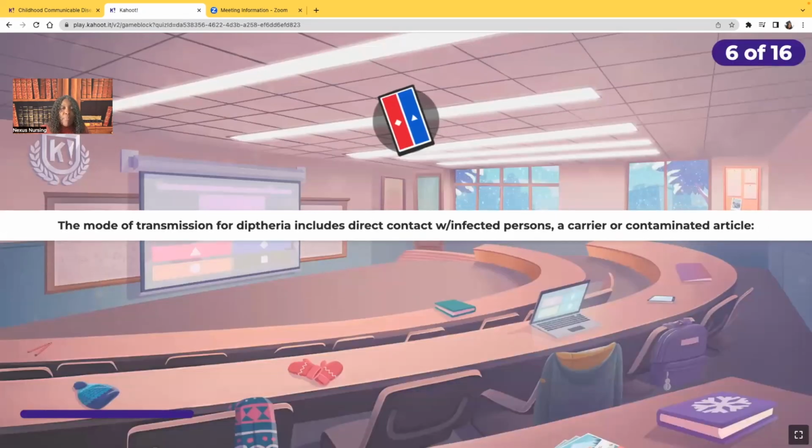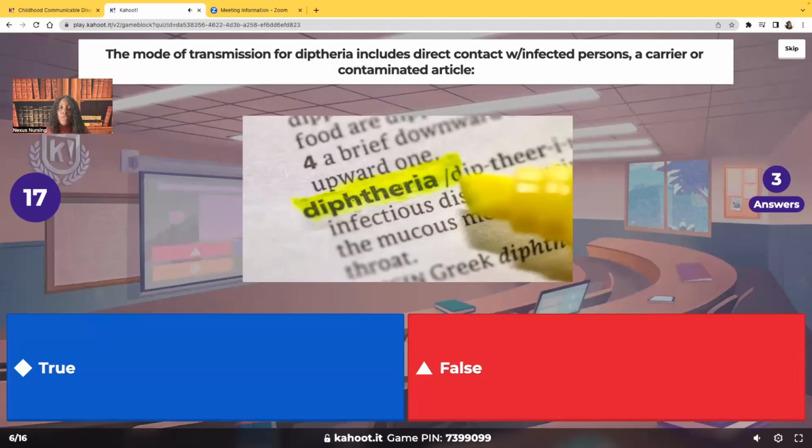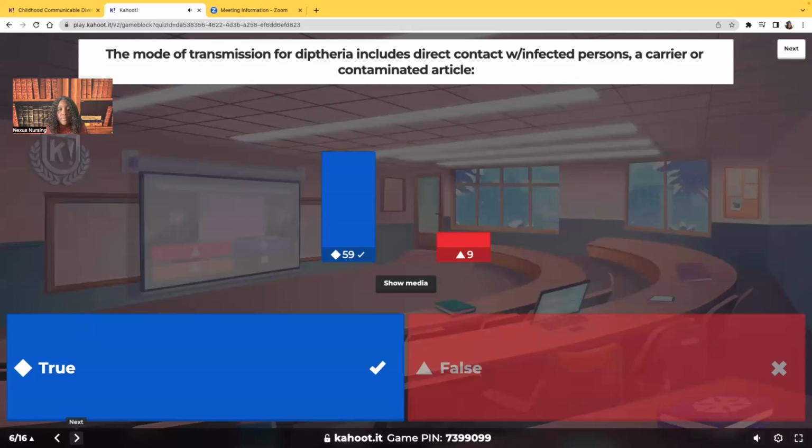True or false? The mode of transmission for diphtheria includes direct contact with infected persons, a carrier, or contaminated articles. So now we're switching gears. We're talking about diphtheria. What's the mode of transmission? Do you guys agree with the statement? Is it true or is it false? True. And diphtheria, guys, can cause massive inflammation of the mucous membranes. It is not a disorder that you want to have.